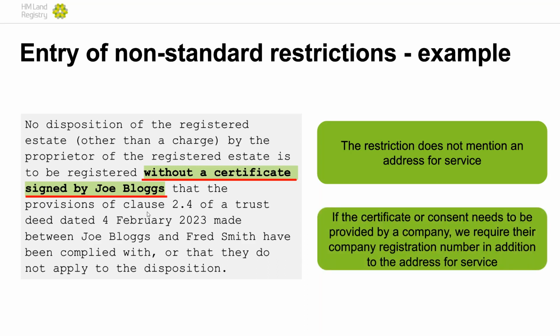If the certificate or consent needs to be given by a company, we need their company registration number in addition to the address for service. This is because the company registration number is unique and can be used to locate the company even if their address has changed, or if the company name is common, for example, General Building Supplies Limited.